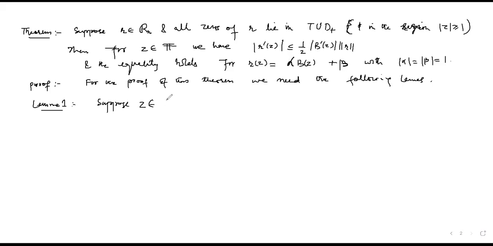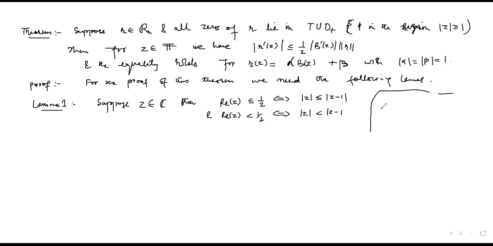z belongs to the complex domain, z is a complex number, then it's straightforward to see that real part of z is less than or equal to 1/2 if and only if modulus of z is less than or equal to modulus of z minus 1. I think we have done this. And real part of z is strictly less than 1/2 if and only if modulus of z is strictly less than modulus of z minus 1. So there is nothing special to do here.